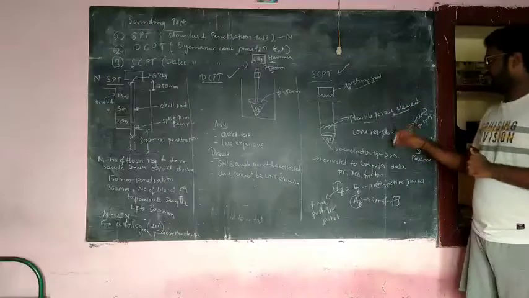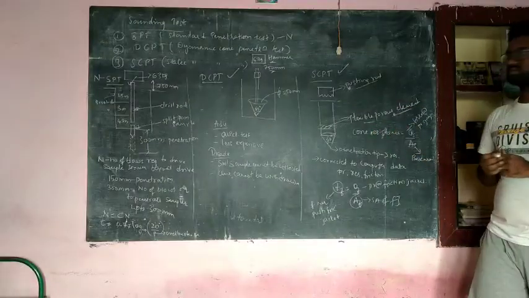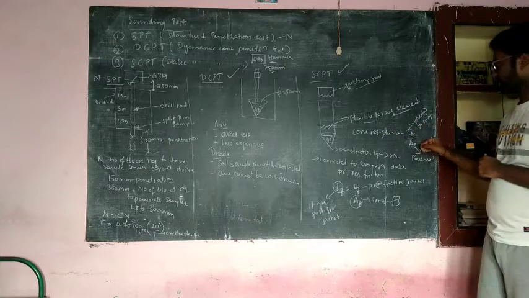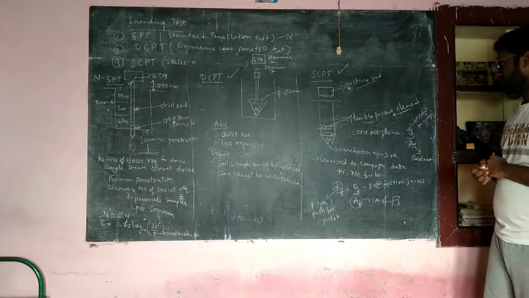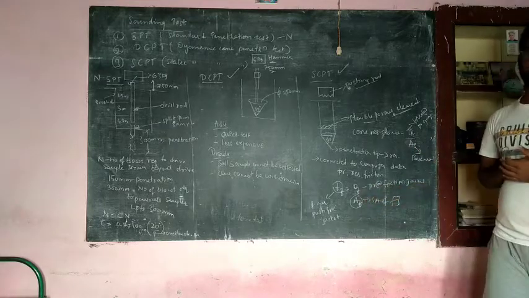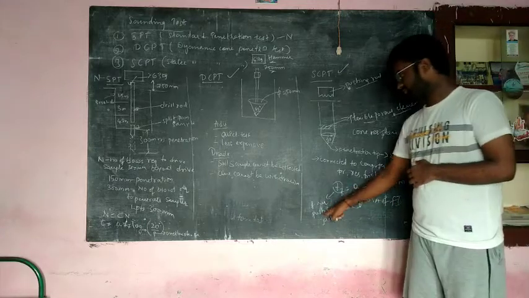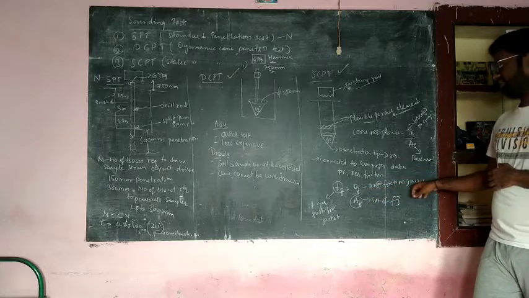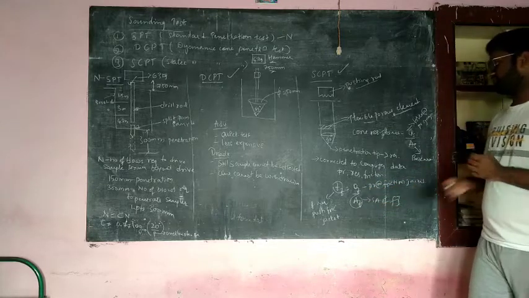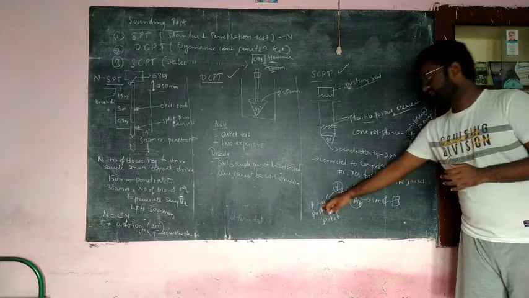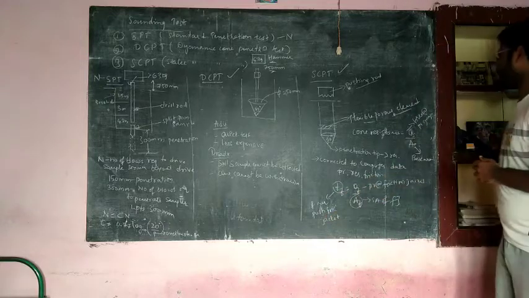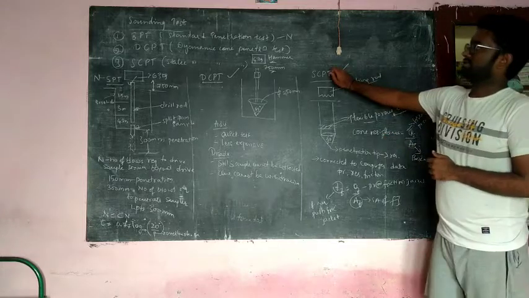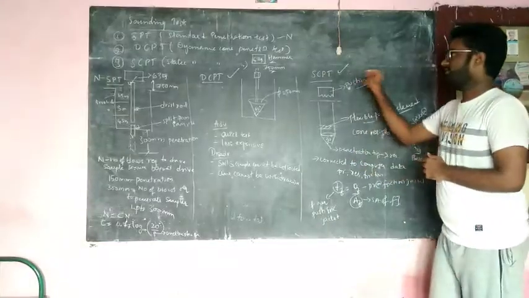The cone resistance is calculated by using the formula Qs upon As, where Qs is the force at the pressure gauge and As is the base area. Qf upon Af is the formula for calculating the force required to push the friction jacket. Qf is the pressure at the friction jacket, and Af is the surface area of the friction jacket. So this is how the force required to push the friction jacket is calculated, as well as the cone resistance, by using the static cone penetration test. Hope you have understood this.